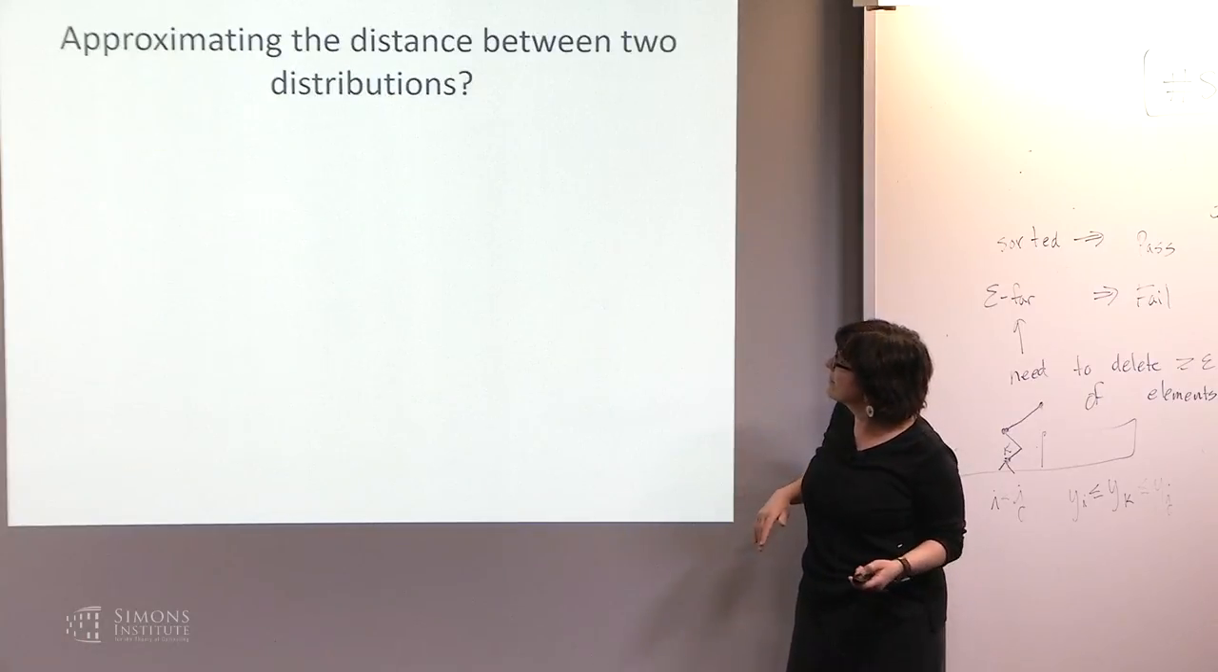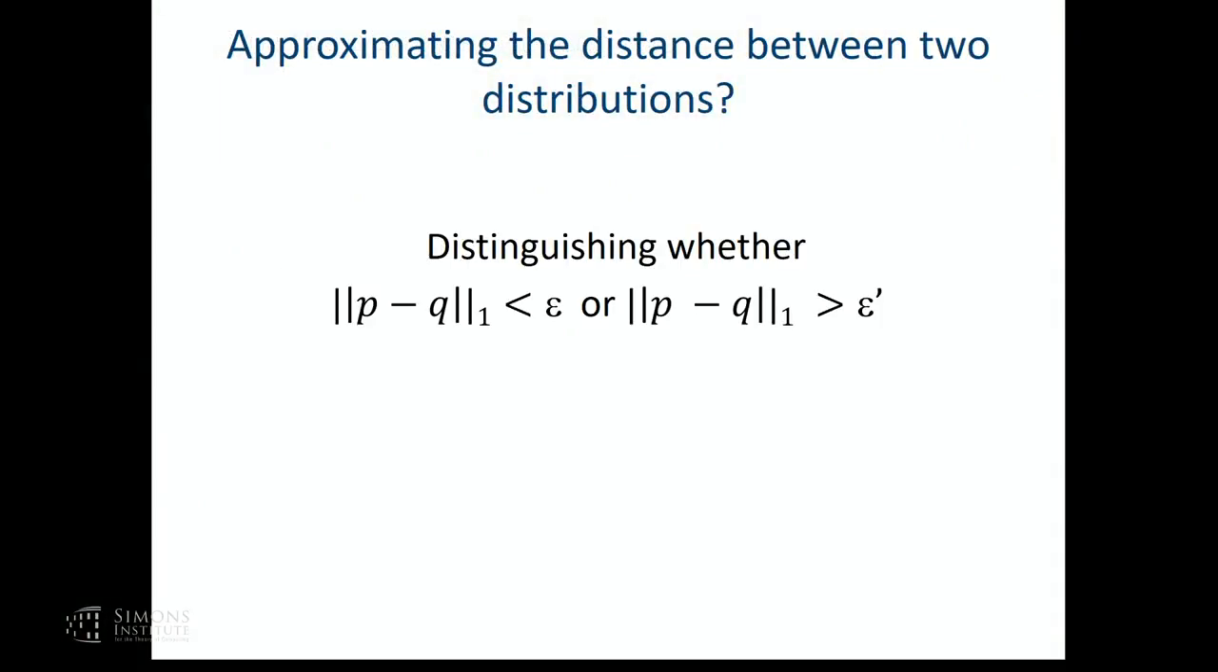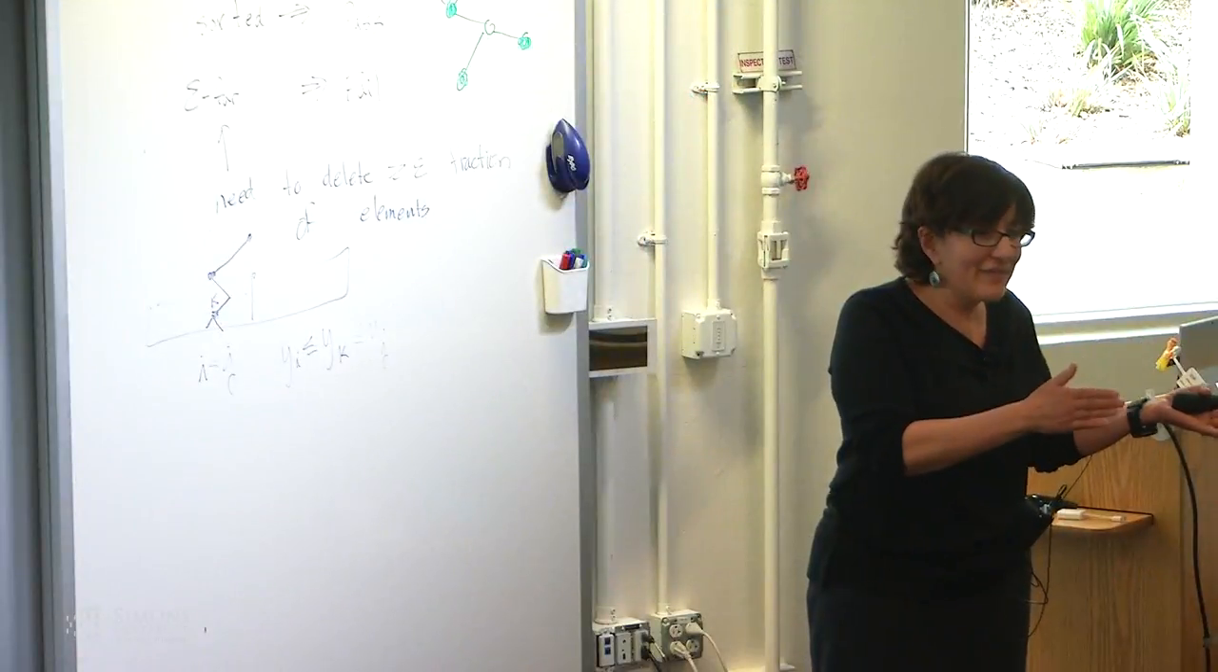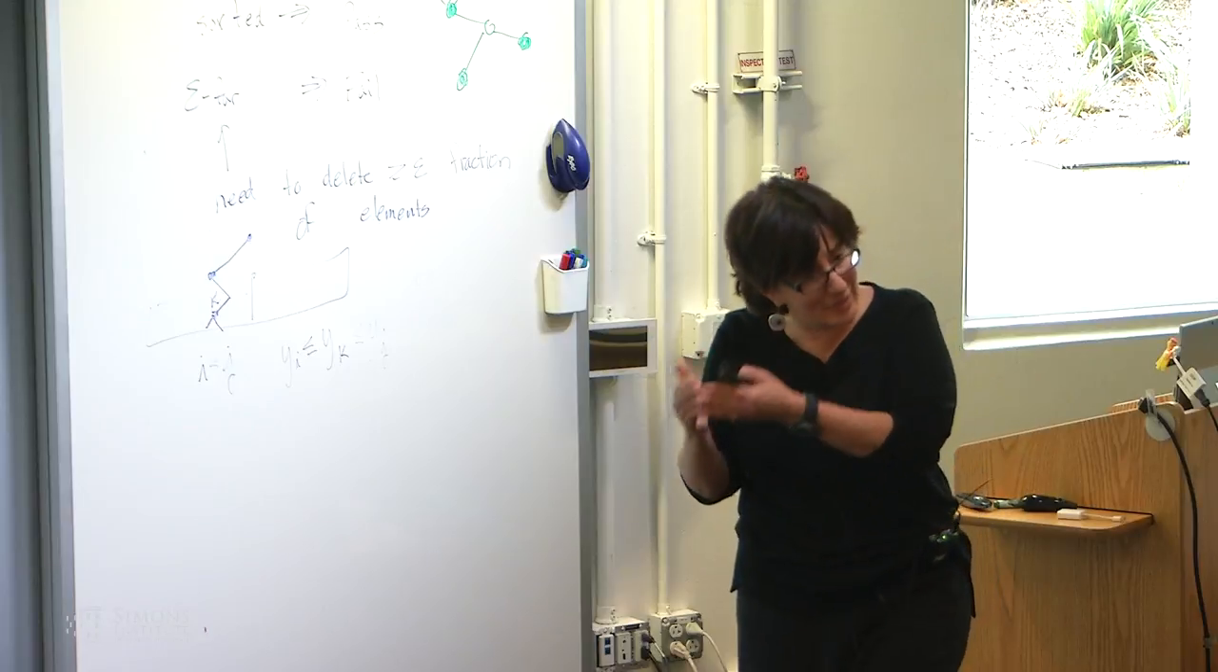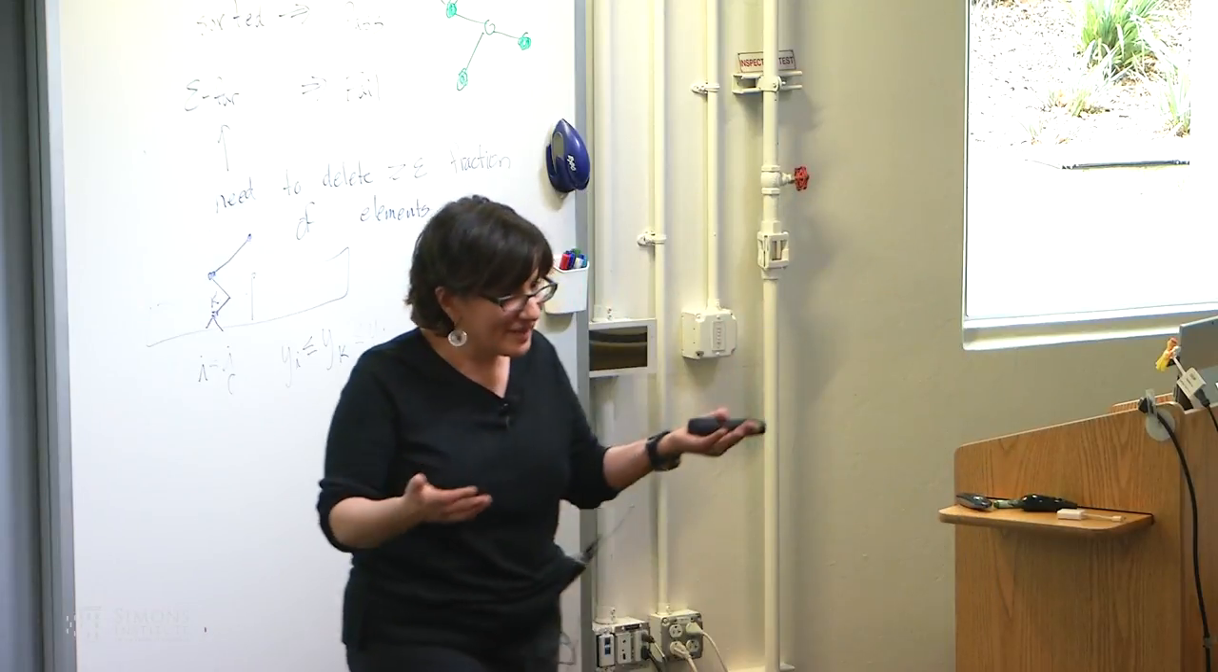So I'm just going to drop this. I do want to say that what I've been talking about until now is how to tell whether p equals q or p is epsilon far from q. And depending on your model of q, it's either n to the 1/2 sample complexity or n to the 2/3 sample complexity, both very sublinear.